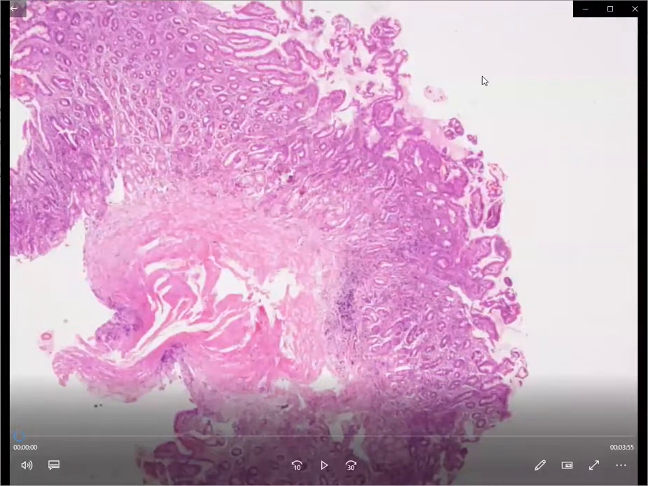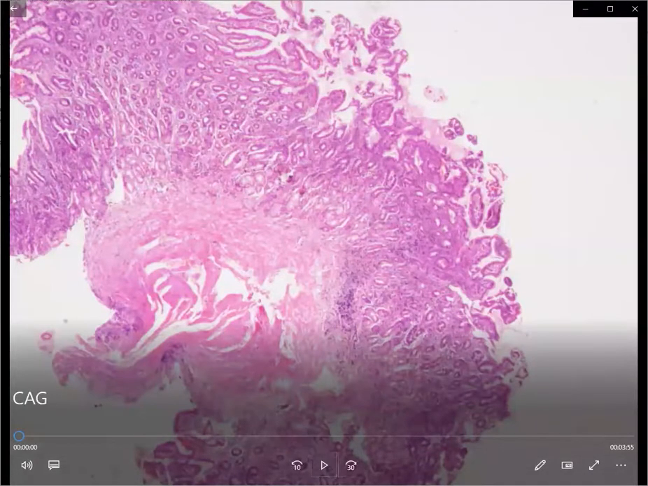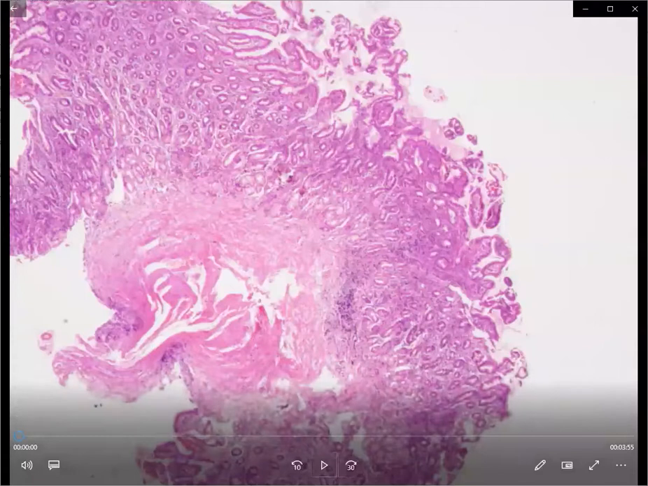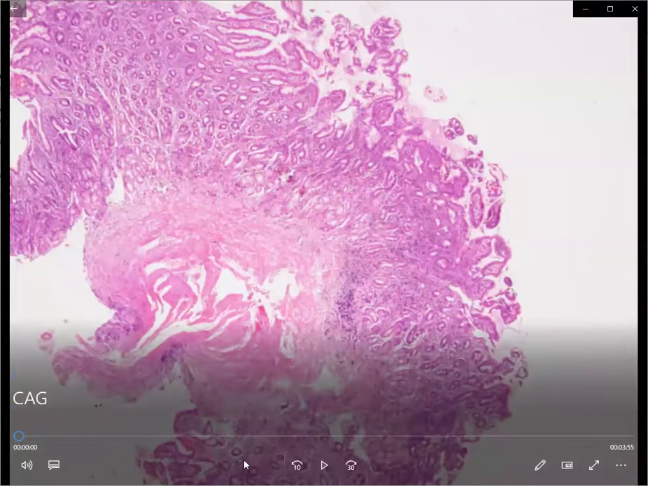Hello everyone, I am Dr. Nalini Bansal and today we'll discuss a case of gastric biopsy in which the patient had presented with abdominal pain and thus the gastric biopsy was taken.